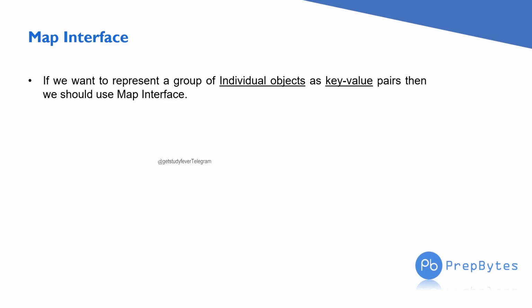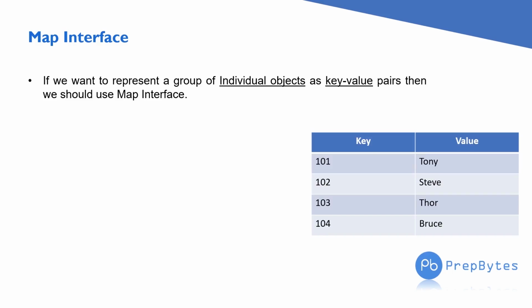Now in collection interface, if we want to represent a group of individual objects not as a key value pair but as a single entity, at that time we used collection. But when we need a key value pair type of scenario, then we will use map interface. For example, I have shown this example before also. We have key value pairs 101 Tony, 102 Steve. So the keys are 101, 102, 103, 104 and the values are Tony, Steve, Thor, Bruce.